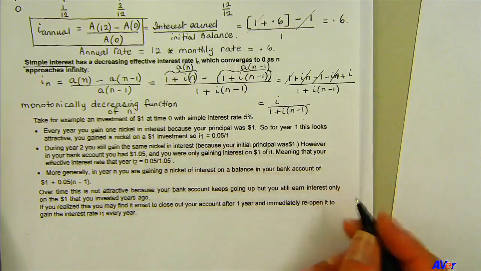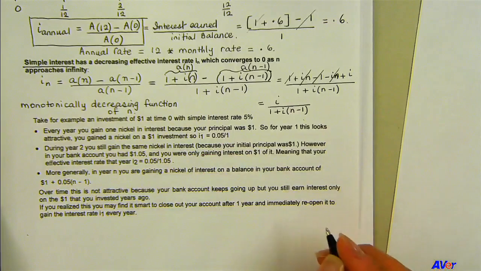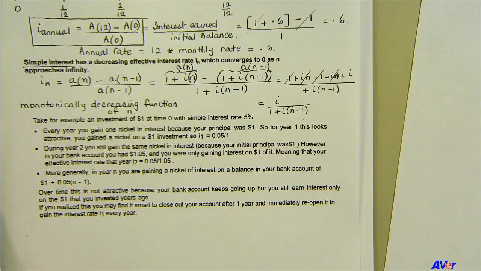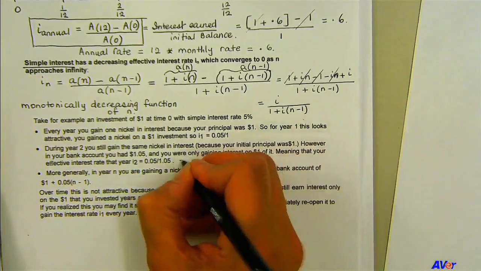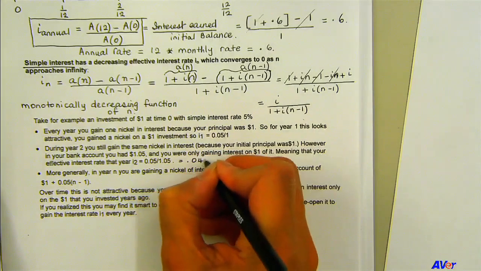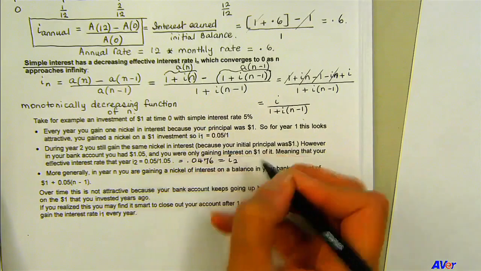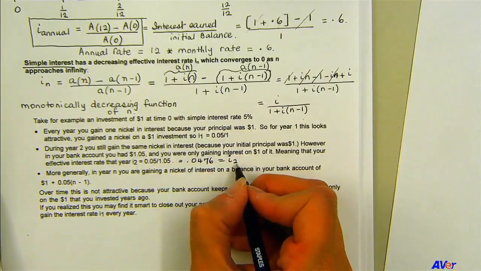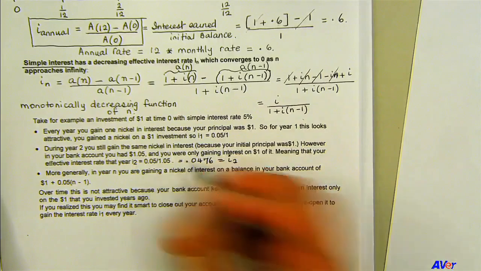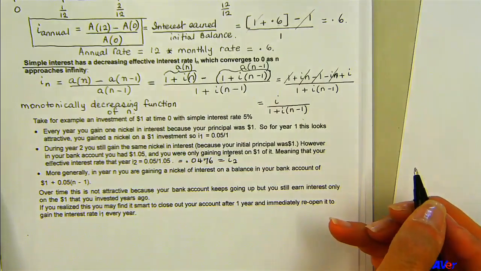It's the same point. It's saying nothing new, right? What is 0.05 divided by 1.05? Let's find that interest rate. 0.05 divided by 1.05 is 0.0476, which equals I2. So the effective interest rate in year 2 is only 4.76%. It's decreasing.